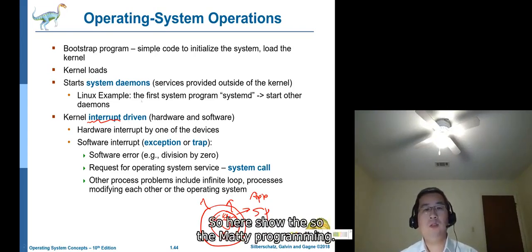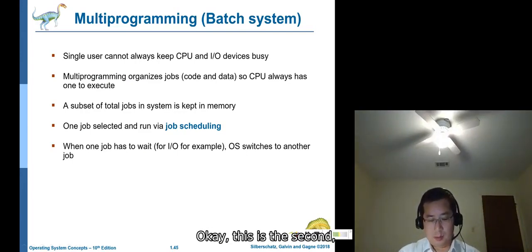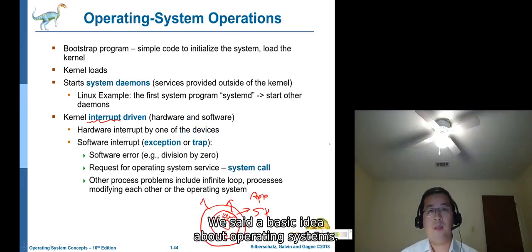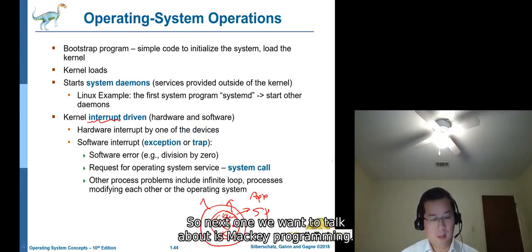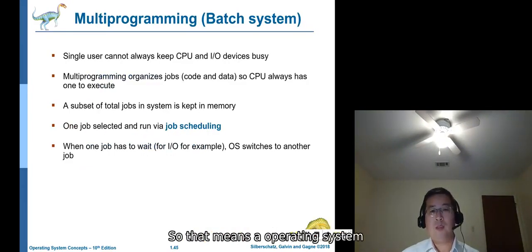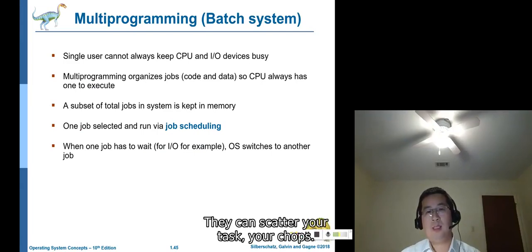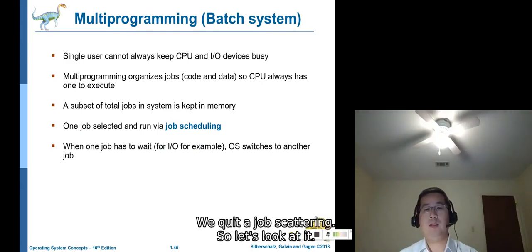So here we show multi-programming. Okay, this is the second topic, after the previous one, where we covered the basic idea about operating systems. So next we want to talk about multi-programming. That means the operating system also has these functionalities. They can schedule your tasks, your jobs. Okay, we call it job scheduling.